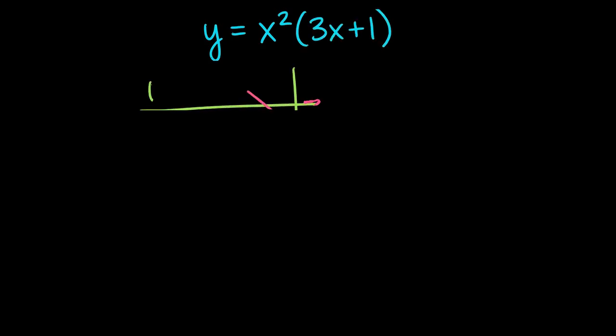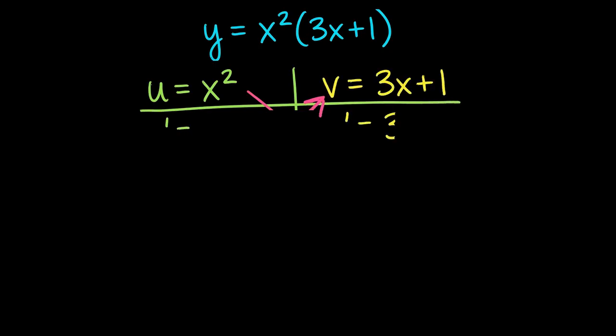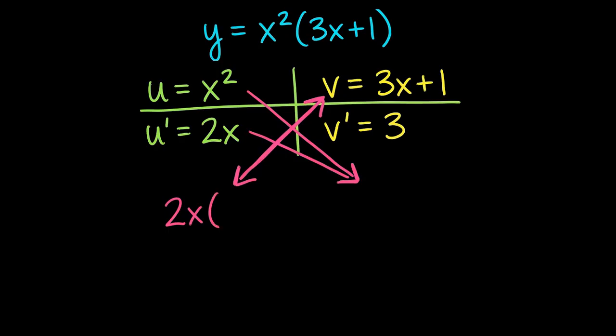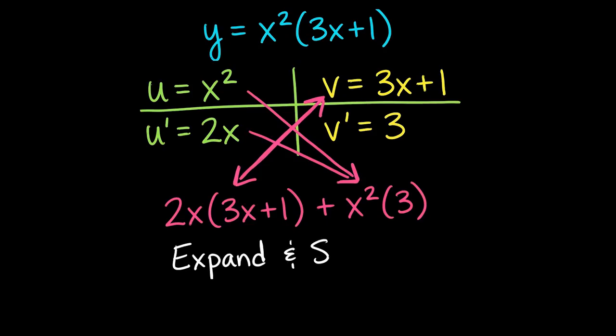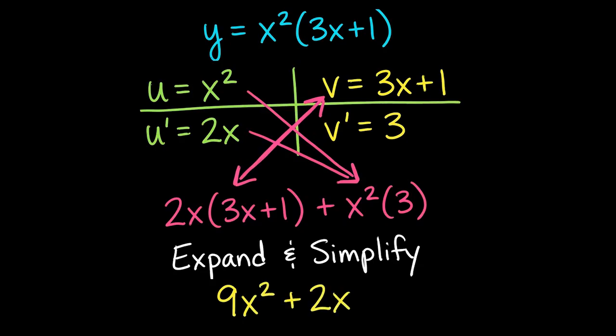Let u be x squared and v be 3x plus 1. Then u prime is 2x and v prime is 3. Putting it together gives 2x times 3x plus 1 plus x squared times 3. Expanding carefully, that simplifies to 9x squared plus 2x.